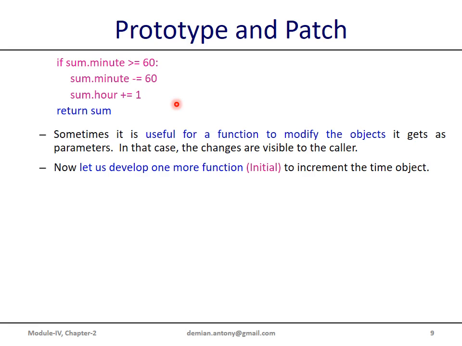Sometimes it is useful for a function to modify the objects it gets as parameters. In that case, the changes are normally visible to the caller, because whatever changes are made in the function are visible outside the function.